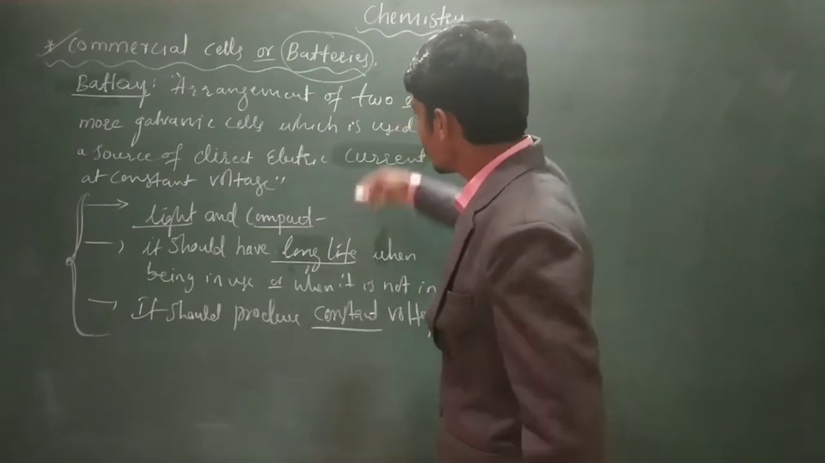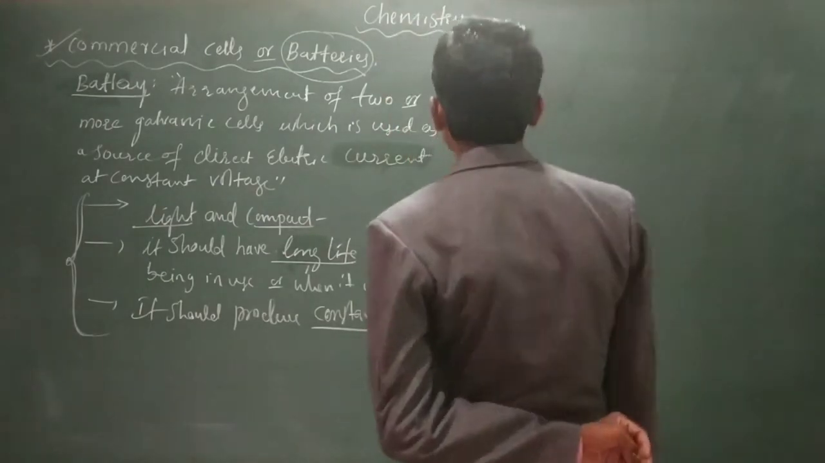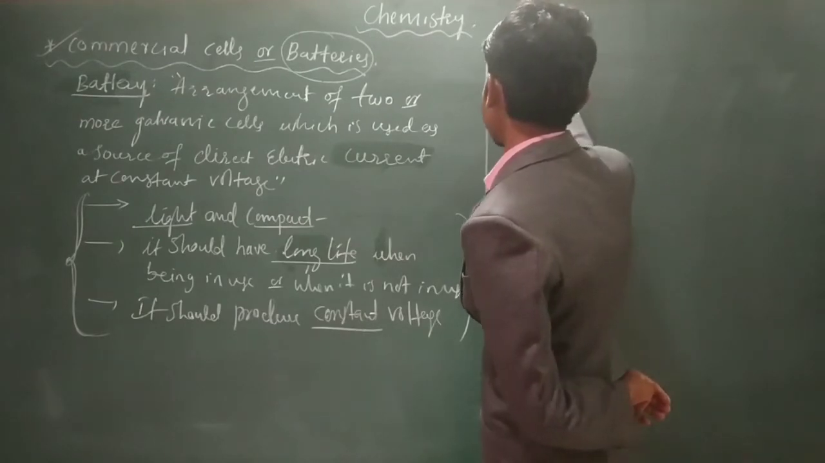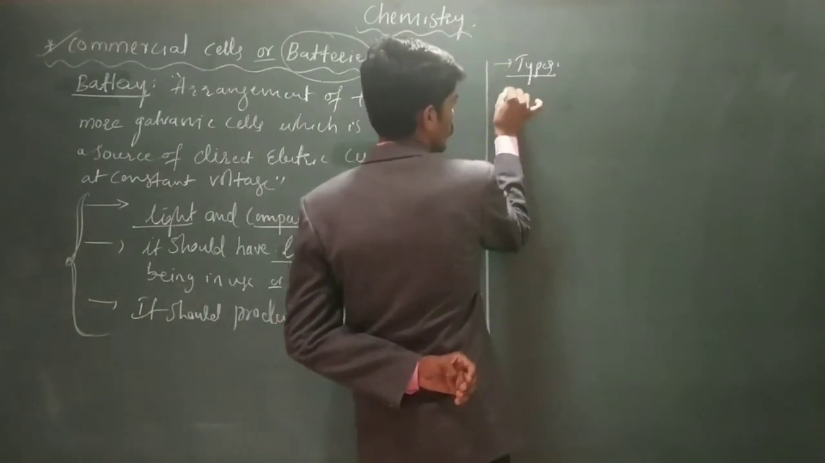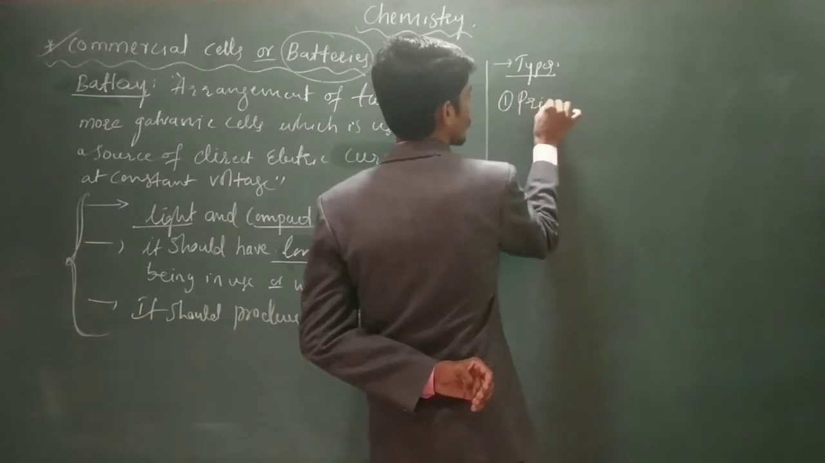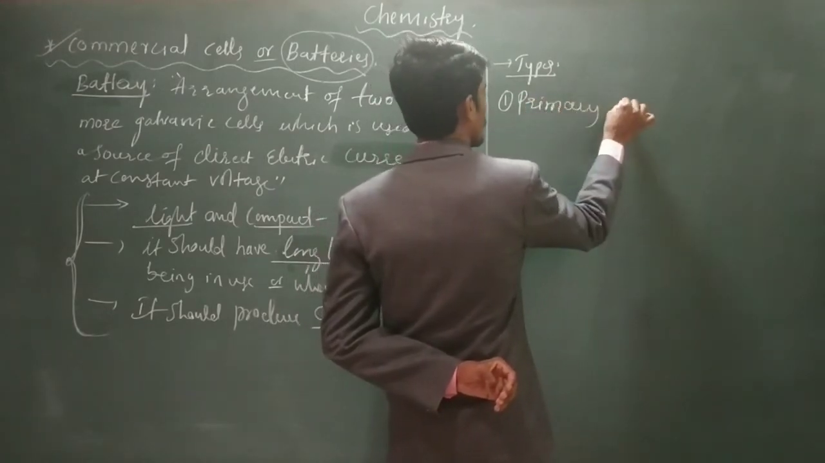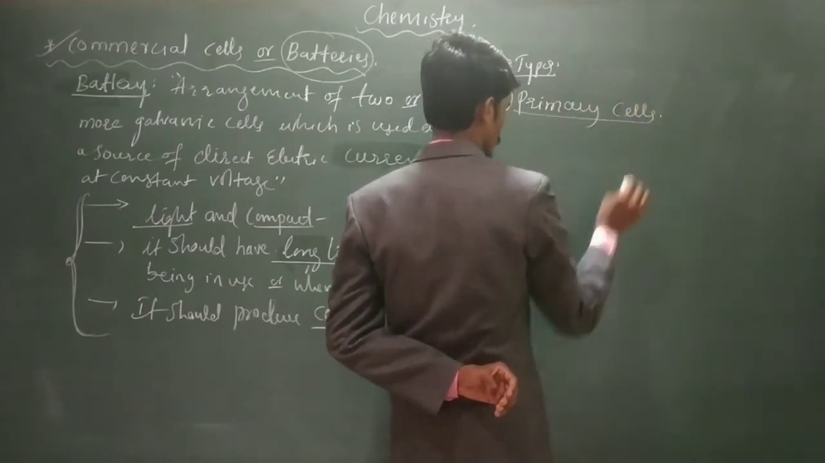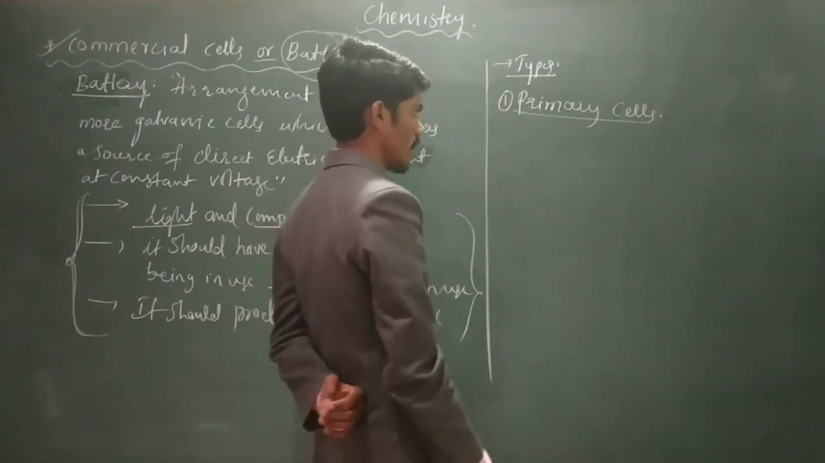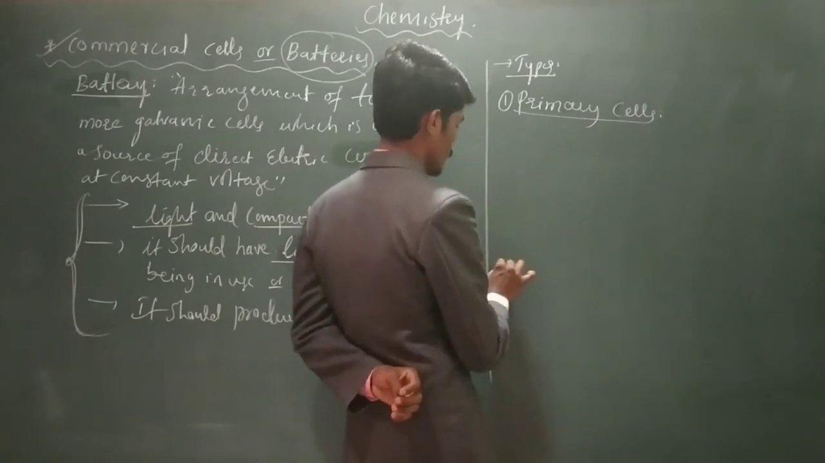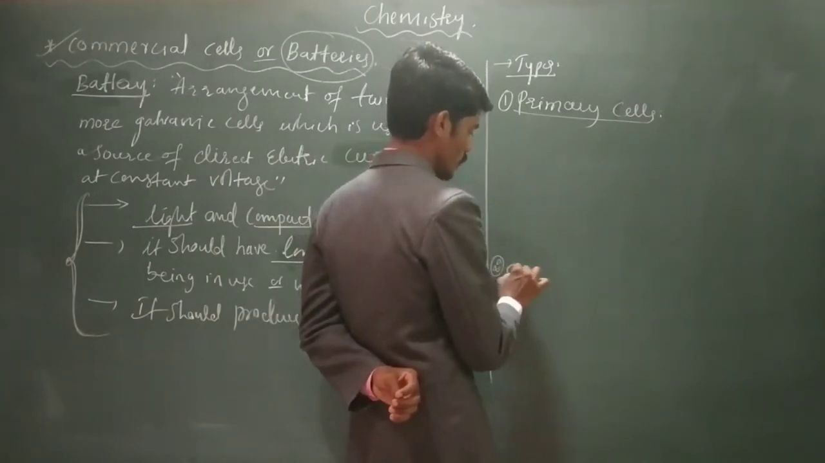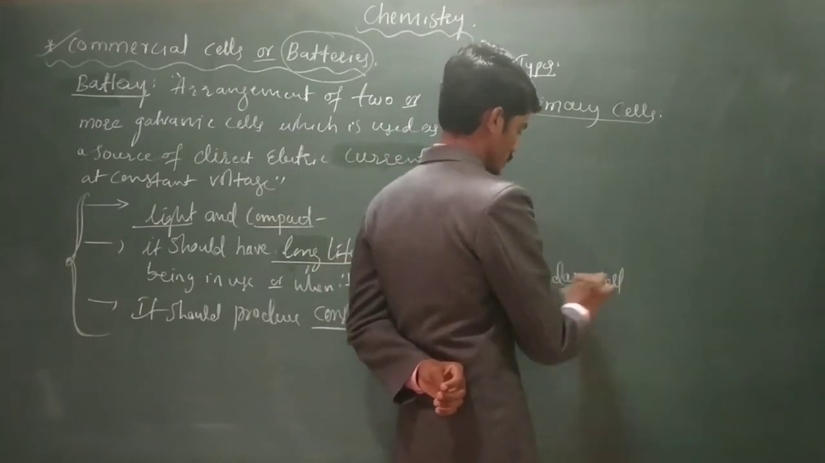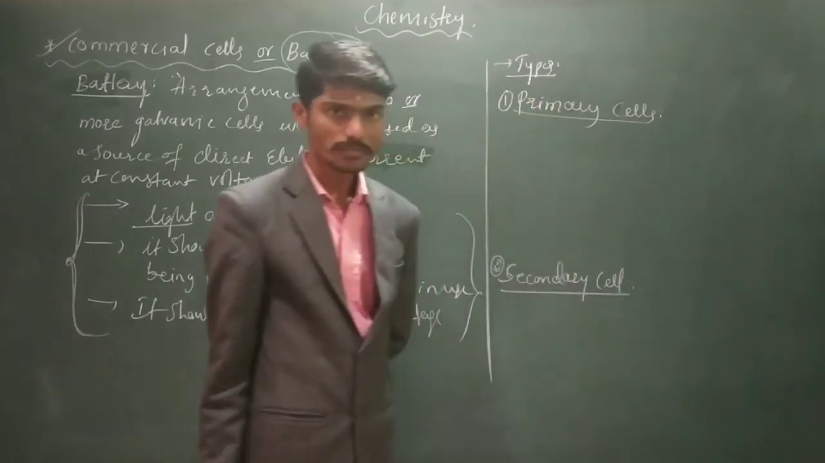Now here these batteries are mainly of two types. यहाँ पर दो types है. Number one, primary batteries, or primary cells, and the second one is secondary cells. Primary and secondary.